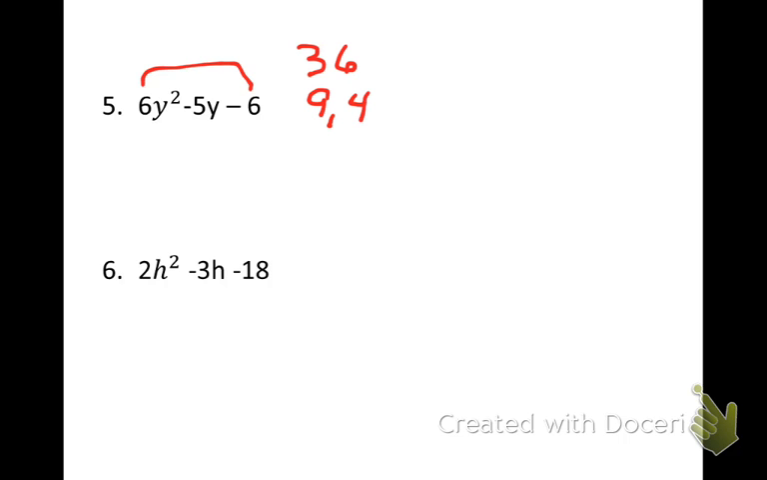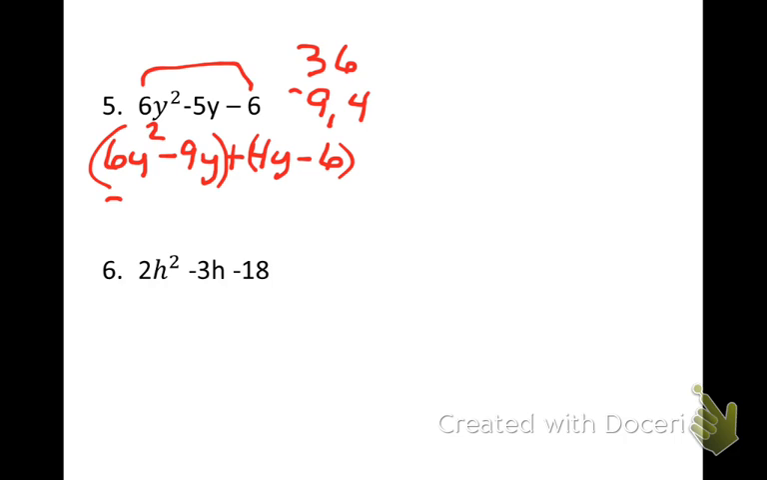So it looks like 9 and 4 would work, and the 9 needs to be negative. So we're going to have 6y squared minus 9y plus 4y minus 6. Again, if you group them the way they are, here we have a 3y in common, leaving me 2y minus 3. Here we have a 2 in common, leaving me with 2y minus 3.